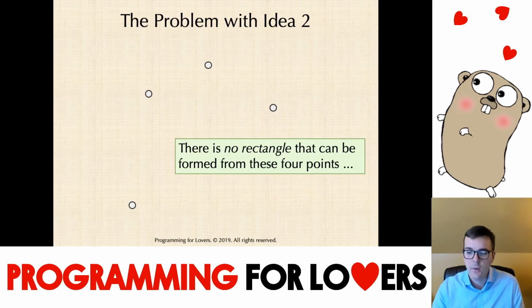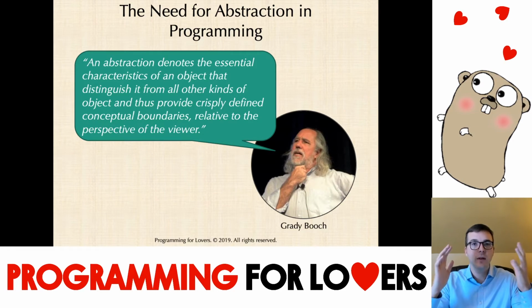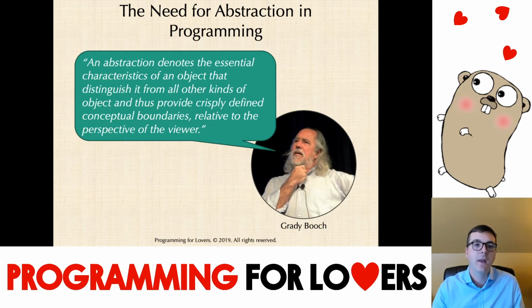Okay, so there's a great quote here on abstraction and the power of abstraction, but what abstraction really means, from Grady Booch, who is a famous software engineer. And he's pointed out that what an abstraction does is denote an object's essential characteristic that distinguish it from another type of object and allow us to have very crisply defined conceptual boundaries. The critical part of the quote being that it's relative to the perspective of the viewer.